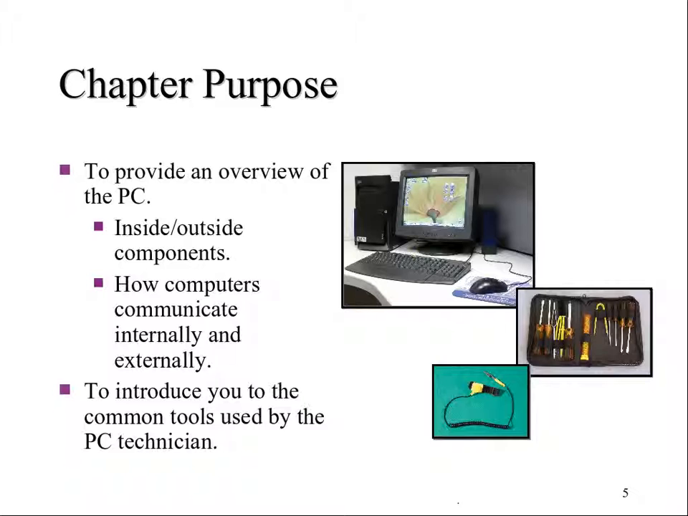Now, why is this important? Well, we need to have an overview of this because as a technician, we need to understand the basic parts of a computer, we need to understand the tools we're going to use, and we need to understand some of the terminology associated with these different parts. So this chapter is to give us a big picture overview of Chapter 1.